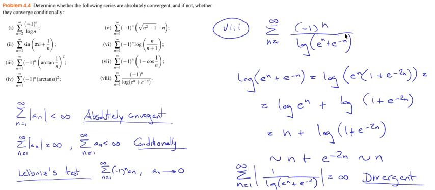So this series will be convergent according to the Leibniz test, and because it is not absolutely convergent, it is conditionally convergent. Okay, and that ends the exercise.